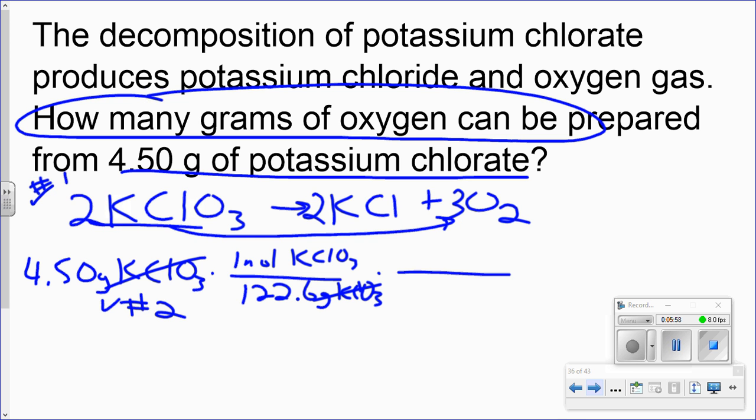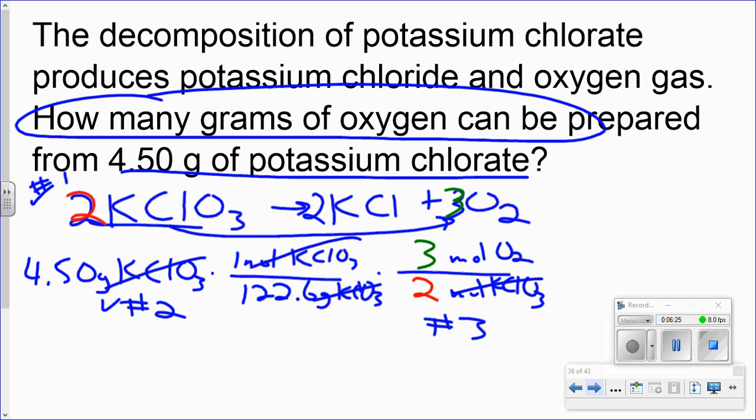Using the mole ratio, which always needs to be done, that's step 3 of stoichiometry. I have moles of potassium chlorate on the bottom to match that, and moles of oxygen on top because that's what the problem is asking me for. Now all we have to do is fill in the coefficients. I'm going to put the 2 down here, and the 3 up here.